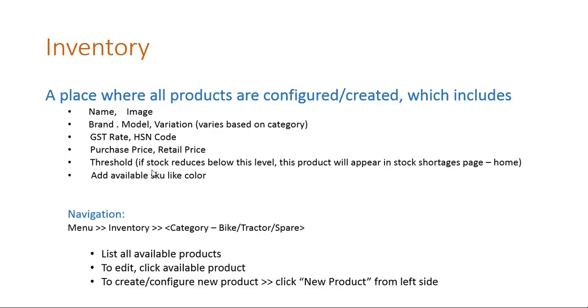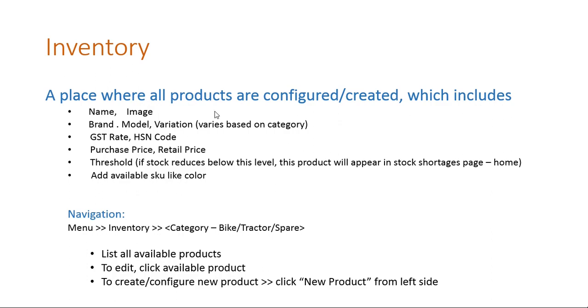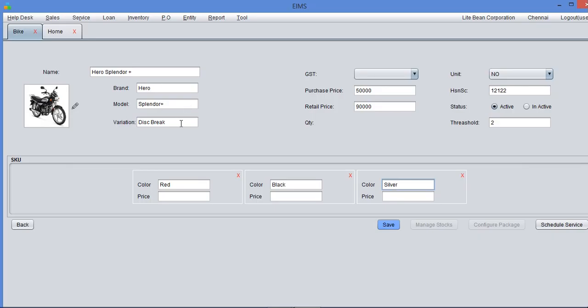And the next is the SKU. So this is where we will add the colors, whatever colors we have: red, black, silver. So once you have added all this, this is the inventory configuration, basic configuration. So you add all these details: purchase price, retail price. Retail price is the sales price, and then the HSN code. If you have HSN code, you can enter. And then the colors, images, click on save.